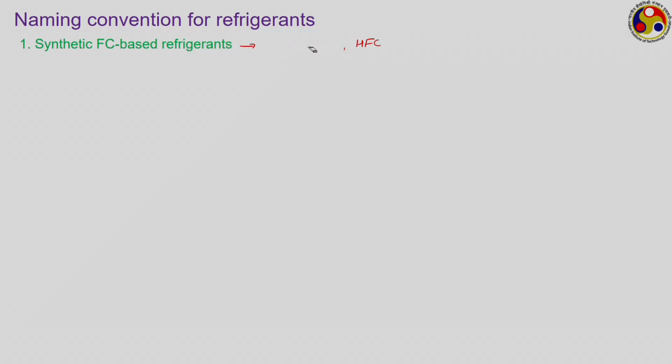Now, synthetic FC based refrigerants can be derived from different kinds of hydrocarbon groups, but we shall be restricting our focus to the saturated hydrocarbons, that is, we shall be focusing only on the alkanes, which have the structure generally CnH2n+2. A common example is methane, where n equal to 1, then the number of hydrogen will be 4. Or if we put n equal to 2, then what will be the number of hydrogen? It will be C2H6, the ethane.